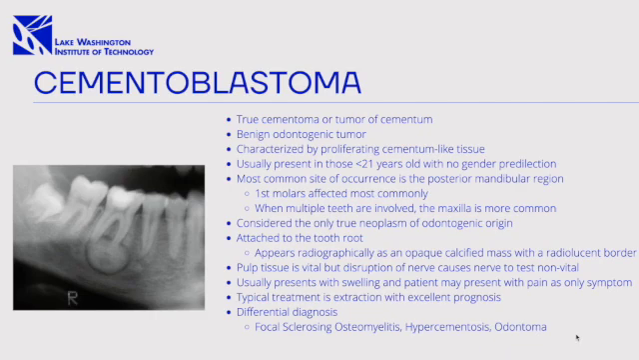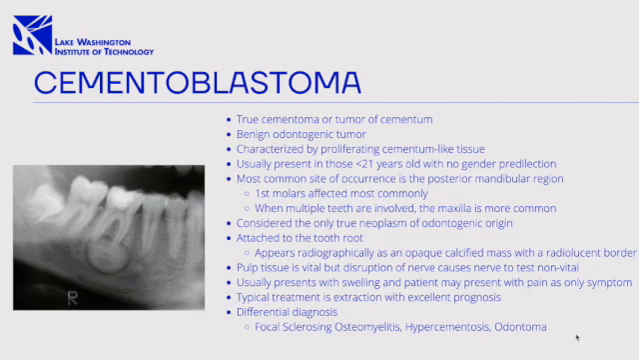When multiple teeth are involved, the maxilla is more common. The lesion is a neoplasm of cementoblast and is considered the only true neoplasm of odontogenic origin. The lesions may produce pain, and the tooth remains vital. The cementoblastoma is attached to the tooth root and appears radiographically as an opaque, calcified mass and typically has a radiolucent border.